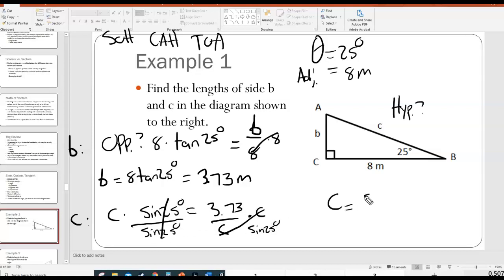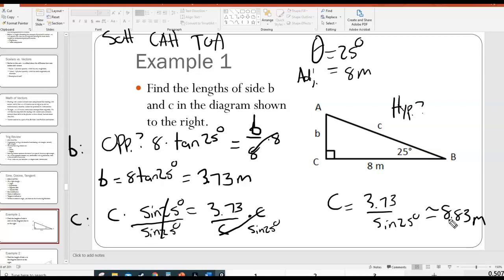And I would get c is equal to 3.73 divided by sine of 25 degrees. Now, if you plug that into your calculator, 3.73 divided by sine of 25 degrees, you will get approximately 8.83 meters. Okay, so that is side length c.